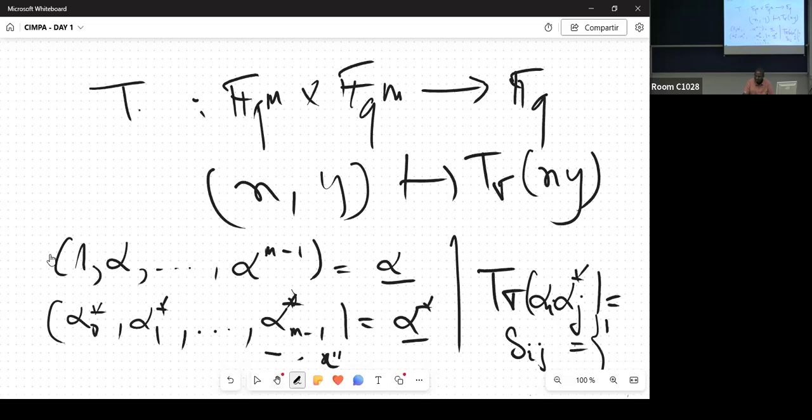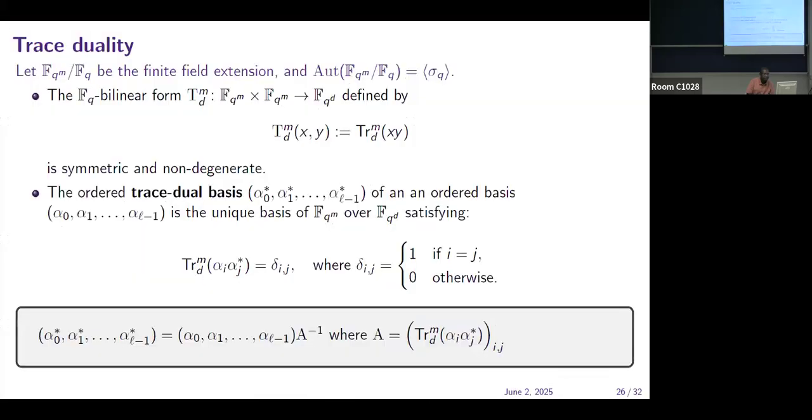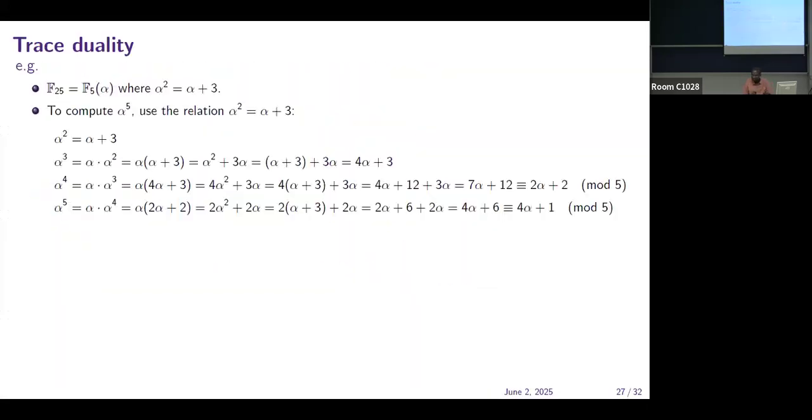Generally, we can take any basis alpha 0, alpha 1, up to alpha n minus 1. Alpha star is the trace dual basis if we have this relation between the two bases.